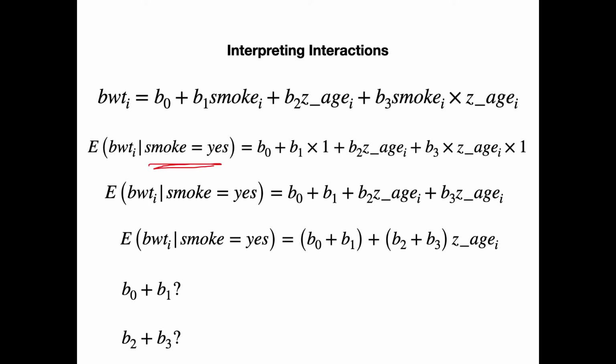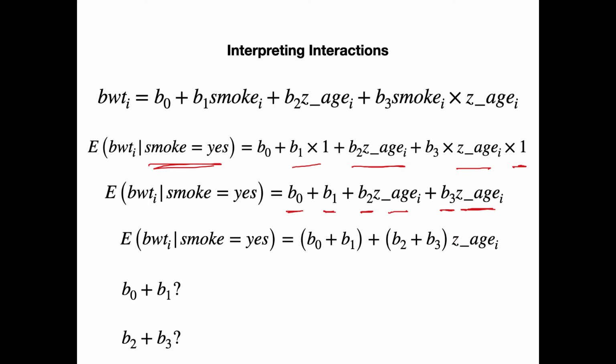Right? So now we put in a 1 for smoke. Age we aren't conditioning on. We don't have a specific value for that, so we leave that there. And then we do Z age times 1, because the smoking variable gets there, and you just go through and do this. You simplify and you get B0, B1, B2 times Z age, and B3 times Z age. Okay? So what I'm now doing in this last line right here is I'm just going to group the terms.